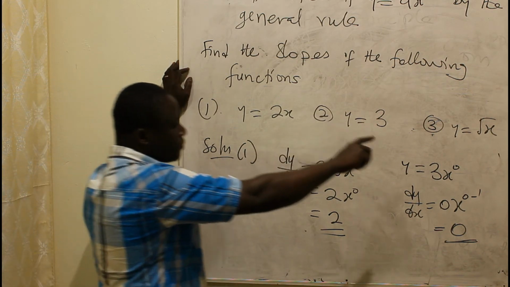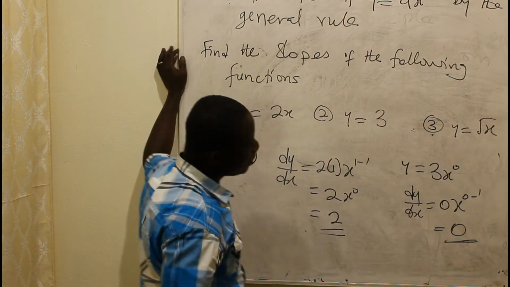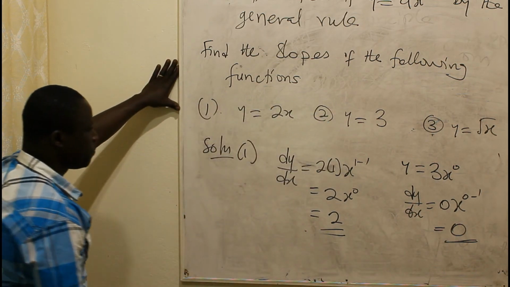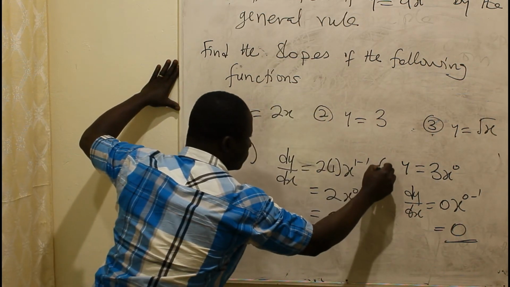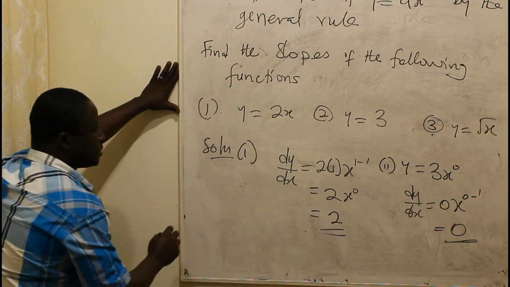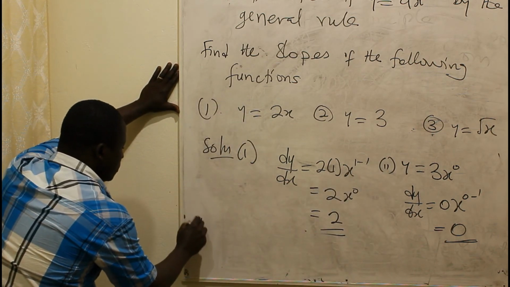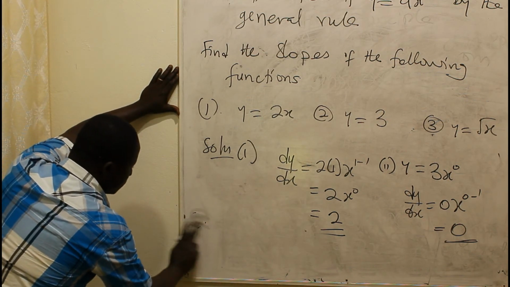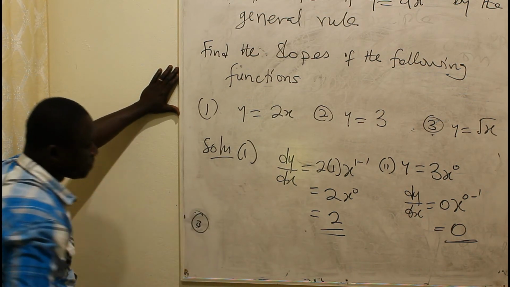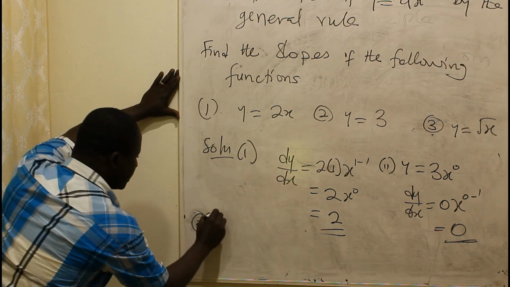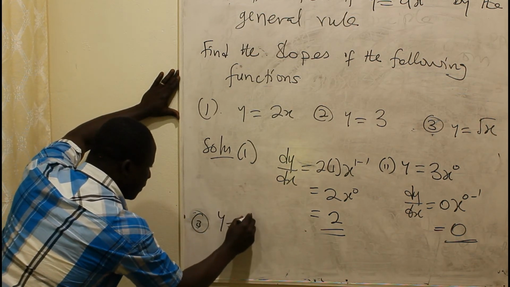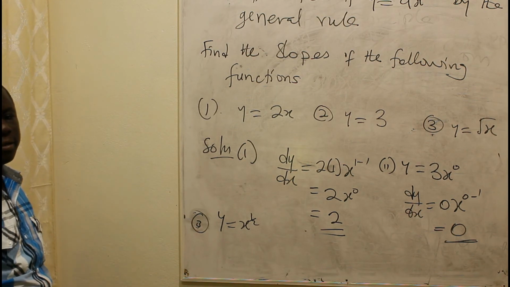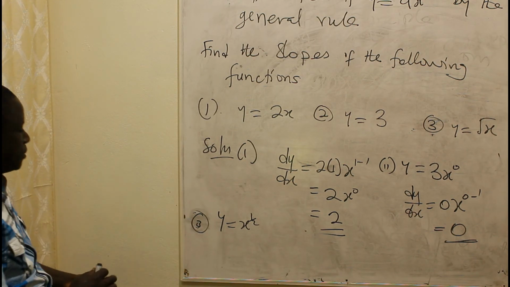Let's try the next one. So to get the slope of the third one, this is the third solution. Solution 3. The function you see there is x power half. y equals x power half. So apply the principle.